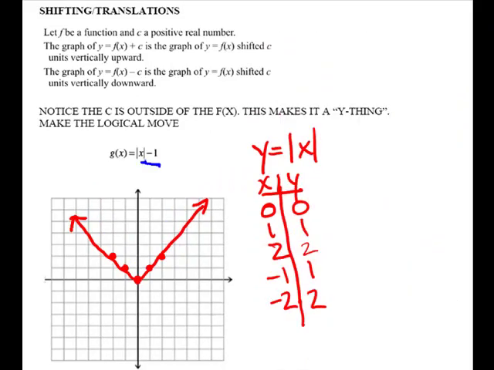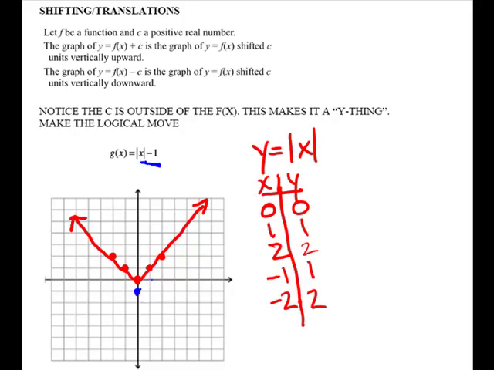For my next problem, g of x equals absolute value of x minus 1. This is also going to be a vertical translation. It is outside the absolute. So it is going to be a y movement, a vertical movement. It's going to move the absolute value graph down 1 unit. So I went ahead and put the standard absolute value graph. It's going down 1 unit.